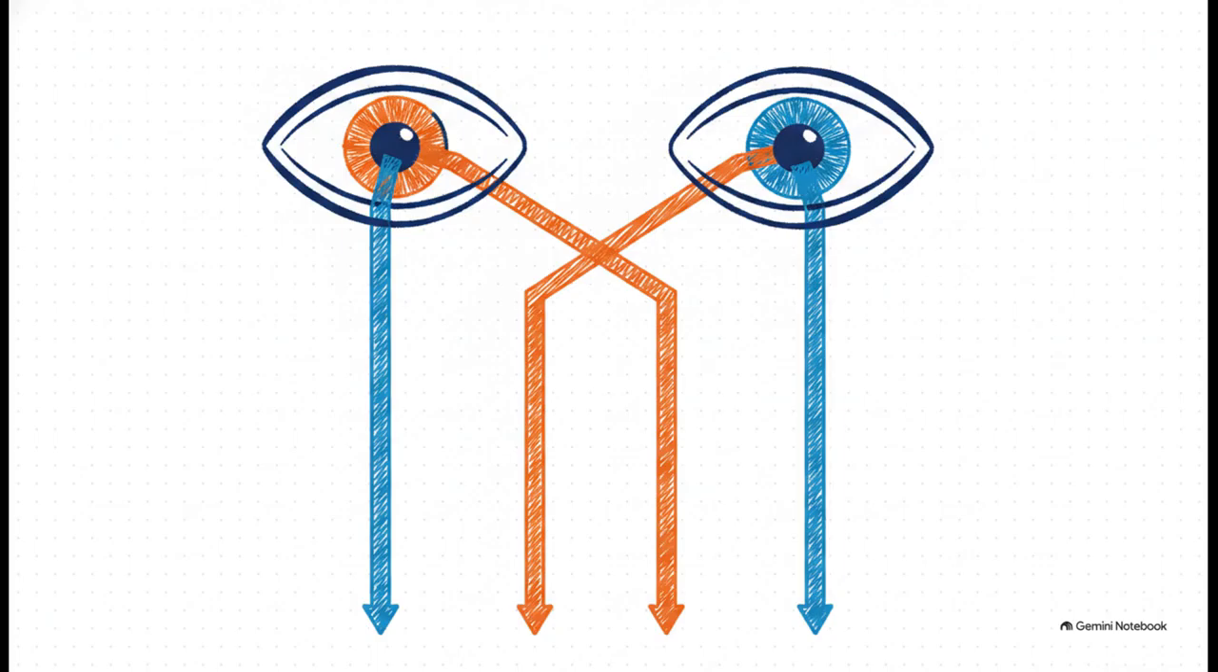Meanwhile, the fibers on the temporal side, near your temples, just stay on the same side. Because of this elegant little crossover, the left side of your brain ends up processing the right side of your visual world, and the right side of your brain processes the left side. It's a biological quirk scientists believe evolved to help us with depth perception.